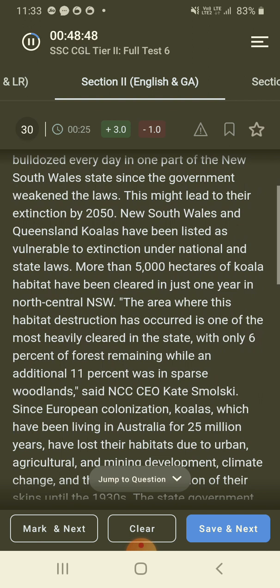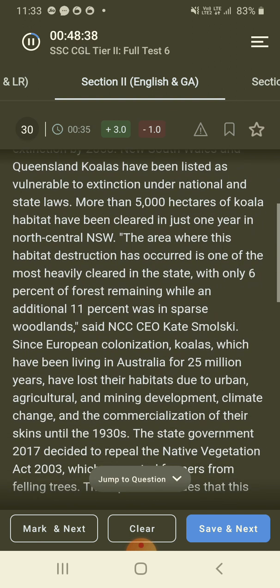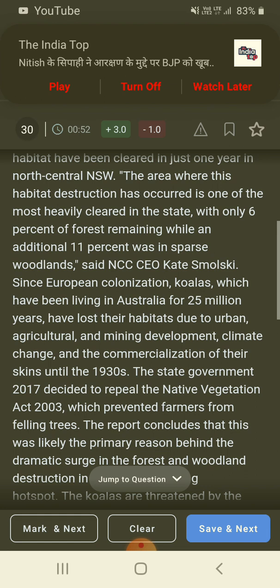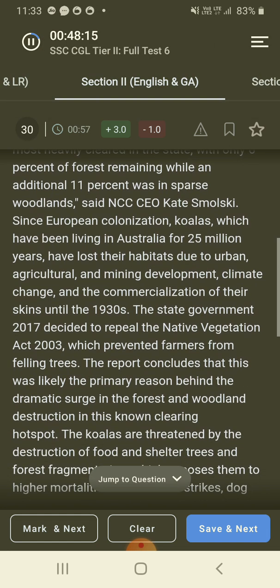The New South Wales and Queensland koalas have been listed as vulnerable to extinction under national and state laws. More than 5,000 hectares of koala habitat have been cleared in just 1 year in north central NSW. The area where this habitat destruction has occurred is one of the most heavily cleared in the state, with only 6% of forest remaining, while an additional 11% was in sparse woodland, said NCC CEO Kate Molsky.